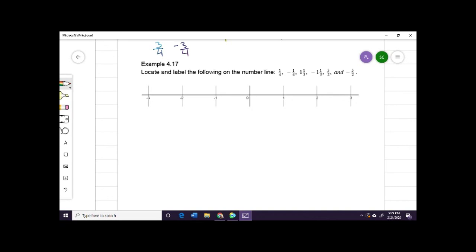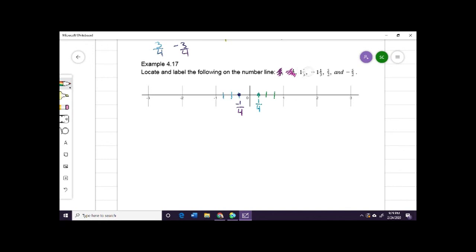So I'm going to go ahead and start with 1/4, and then I'll do the opposite, negative 1/4. So to do 1/4, I'm going to divide the positive section between 0 and 1 into 4 sections, and I just want one of those. So from 0, I hop over 1/4, and here is my 1/4. For negative 1/4, I do the same thing, except I go the opposite direction. Start at 0 and go to the left. One of those fourths, negative 1/4. So there I've graphed 1/4 and negative 1/4.